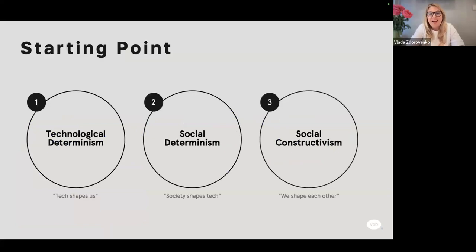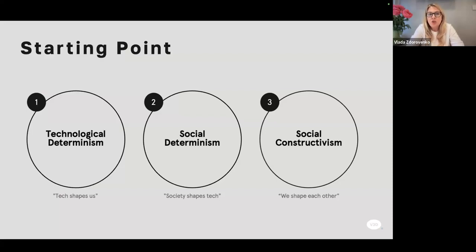What does that mean? There are different approaches and theories, and it's a little bit of a nerdy moment. So when I started exploring their approach, I identified that there is technological determinism, and that means that tech shapes us. And there is social determinism, when society shapes tech. And there is social constructivism, we shape each other. And that's just the different mindset that we have.